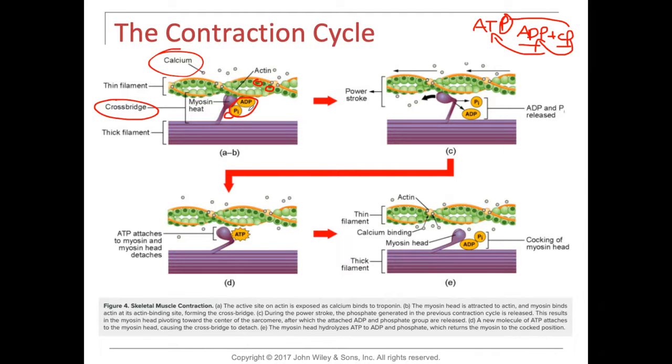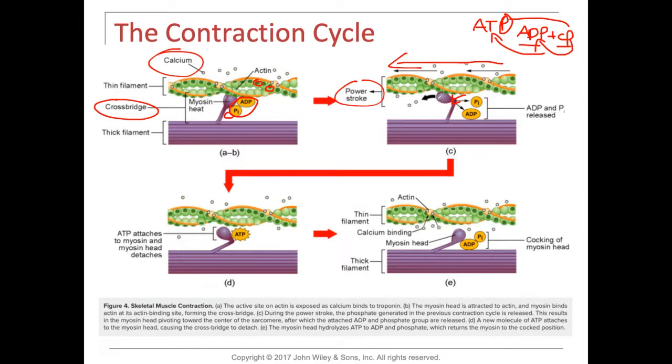Now look what happens to the ADP and P. Because remember, we need ATP to detach the muscle. So here we have ADP and that phosphate still associated with that cross bridge. Now look what happened to the myosin head. From here to step 2, it bent. It bent and it created a contraction. It slid the muscle. They call it a power stroke. It actually moved the muscle.